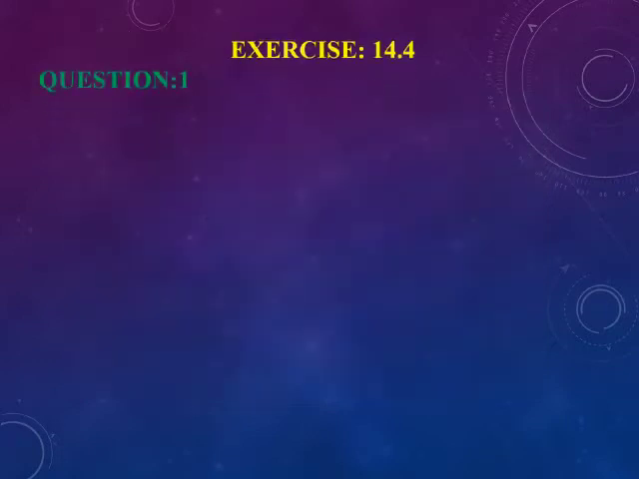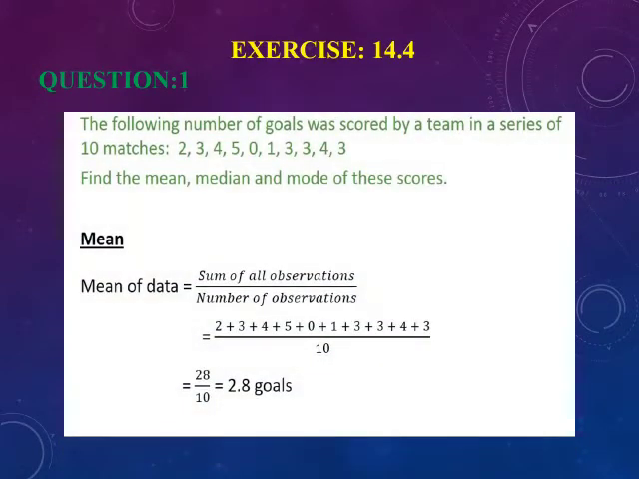Exercise 14.4. First question. The following number of goals was scored by a team in a series of 10 matches: 2, 3, 4, 5, 0, 1, 3, 3, 4, 3. Find the mean, median and mode of these scores. For the given observations, we have to find mean, median and mode.